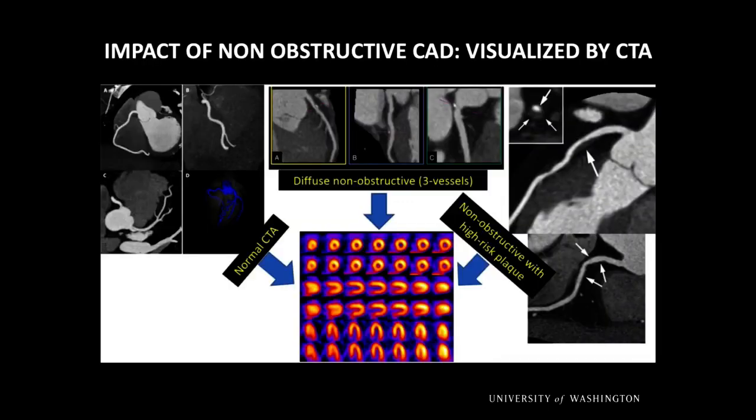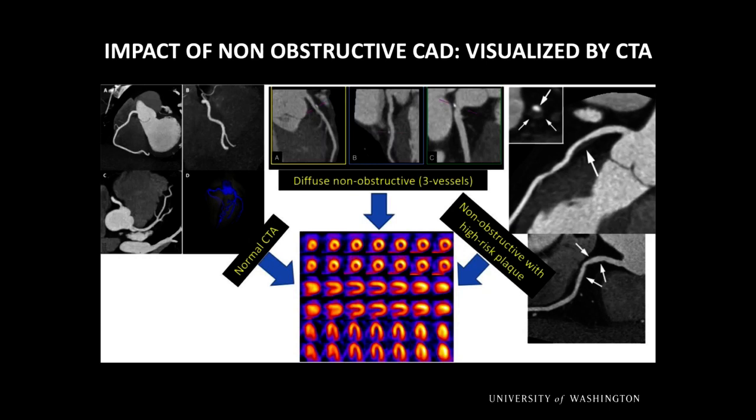So I think this slide here gets at some of the unique opportunities of CTA. We can see normal coronary arteries, we can rule out disease, we can see non-obstructive disease, and we can see non-obstructive disease with high-risk plaque features, which may have an impact on outcomes. And if this is all non-obstructive disease and not really flow-limiting lesions in the setting of a typical nuclear stress test, this may turn out to be a normal study. And the CTA may be able to pick up subtle non-obstructive disease.